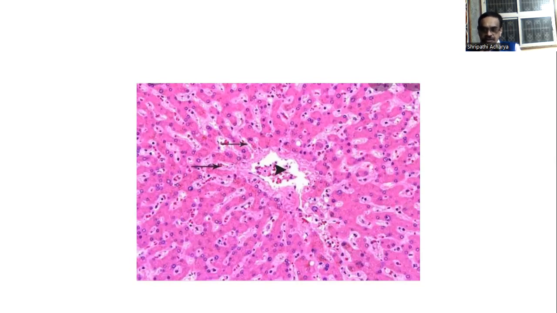The liver is responsible for digestion and metabolism, mainly carbohydrate metabolism, fat metabolism, protein metabolism, synthesis of glycogen and storage, the storage of vitamins, detoxification of drugs, and destruction of RBCs and synthesis of RBCs, means hematopoiesis, and also the secretion of bile. These are the few functions of the liver.